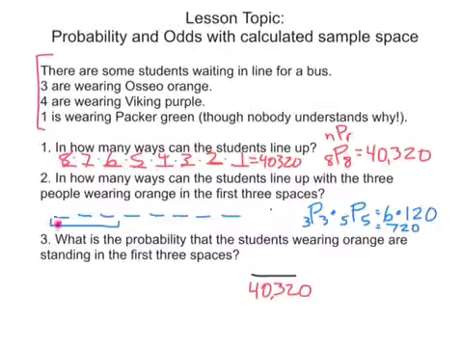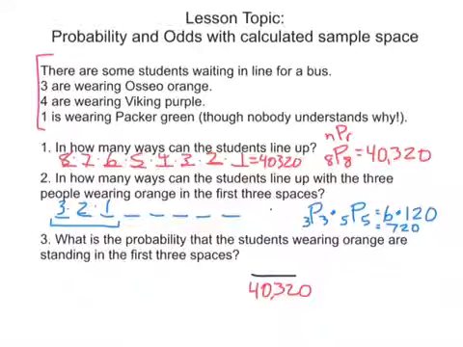So our first blank here, how many different students could stand here if we're trying to find out how many ways the first 3 people can be wearing orange? Well, there are 3 people wearing orange, so there's 3 people that could stand here. Then how many people are remaining wearing orange? Well, 2. And how many people are remaining that are wearing orange? 1. So 3 times 2 times 1.